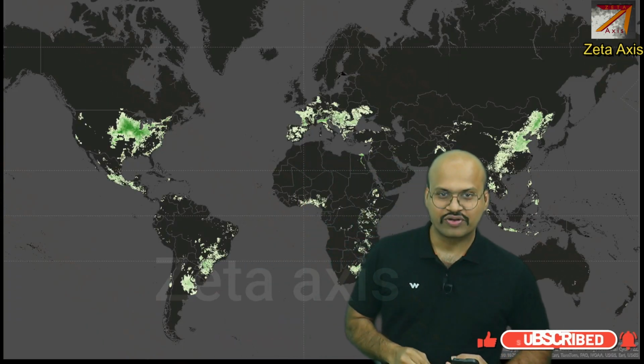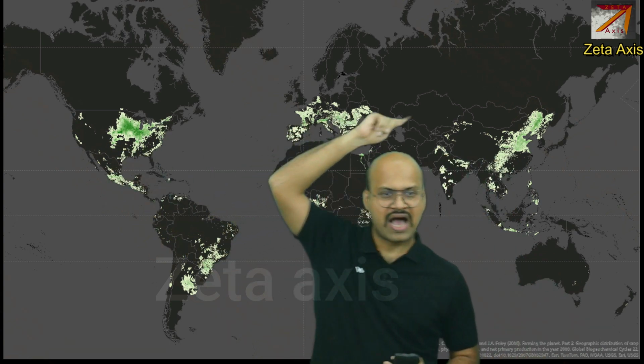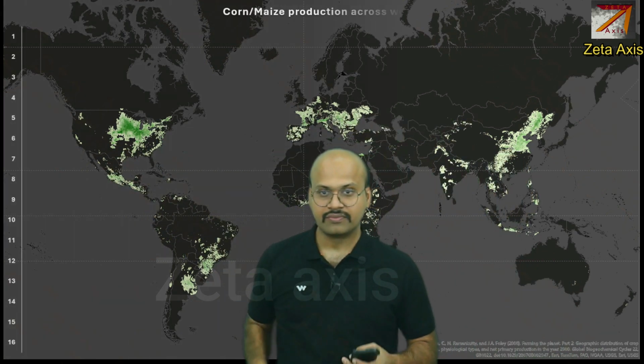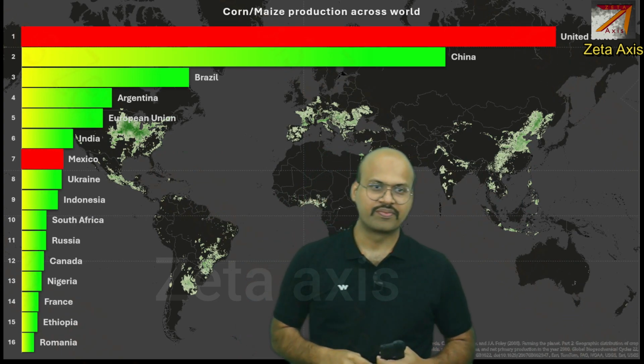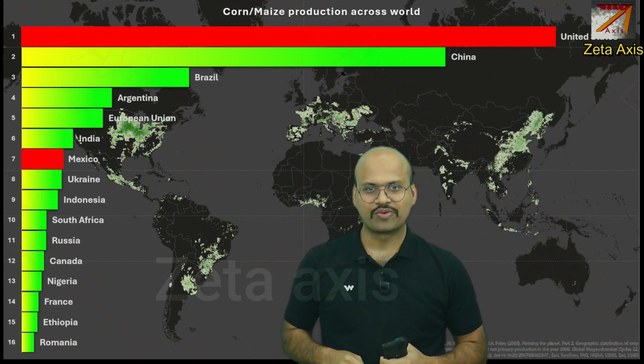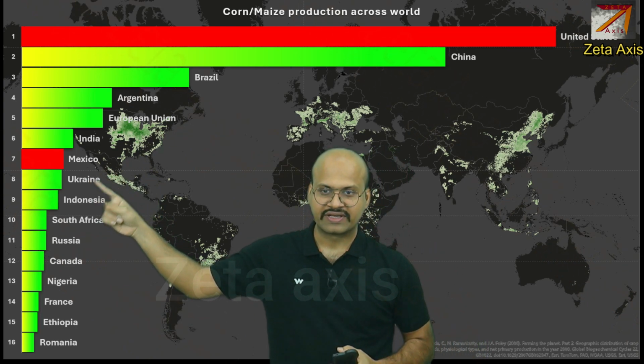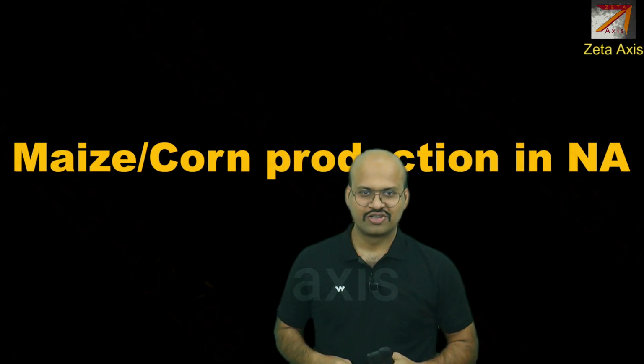Now that is why you can see that maize is again a little bit more extended in the higher latitudes. We can see that in both the hemispheres, the corn production occurs in a little bit higher latitudes. If you see the global production, then United States tops the list of global producers of corn, while Mexico is at 7th position. Canada is at 12th. So let's discuss maize production in North America.